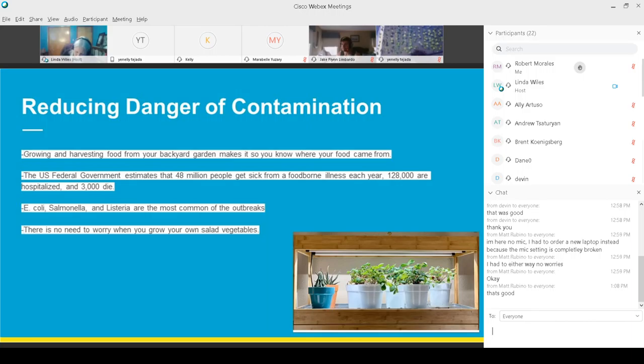Okay, so it reduces the danger of contamination. Growing and harvesting food from your backyard garden makes it so you know where the food came from, which is nice and reassuring. And the U.S. federal government estimates that 48 million people get sick from foodborne illnesses each year. So 128,000 are hospitalized and 3,000 die. E. coli, salmonella, and listeria are the most common of the outbreaks. And there's usually no need to worry when you grow your own salad vegetables.